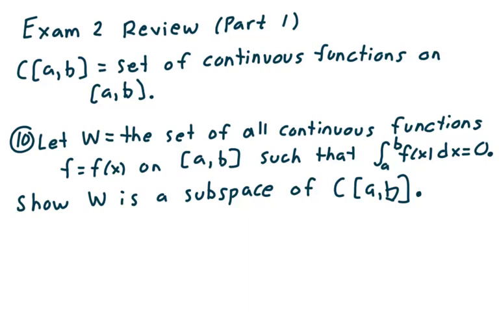This is a video from the Exam 2 Review Part 1. I want to introduce you to some notation first. Capital C followed by the closed interval a to b is equal to the set of continuous functions on the closed interval a b. And with that, let's take a look at 10.